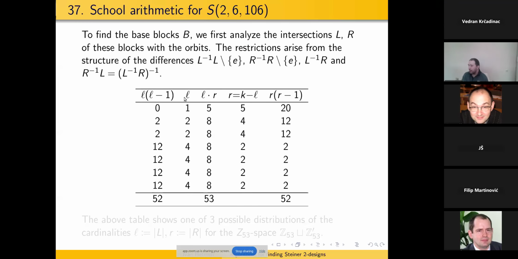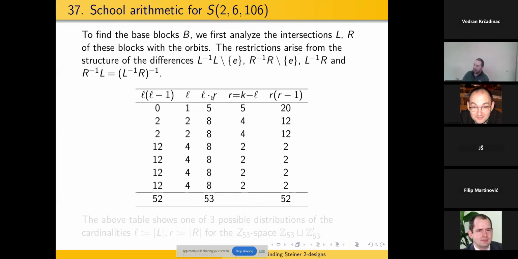Okay, so let's assume that we have L, which is just a sequence of numbers less than or equal to K, in ascending order. Then let's generate R, which is just K minus L. Children can fill this table very easily. So for 1 it is 5, for 2 it is 4, for 2 it is 4, for 2, 2, 2, 2, 2, as you can see.